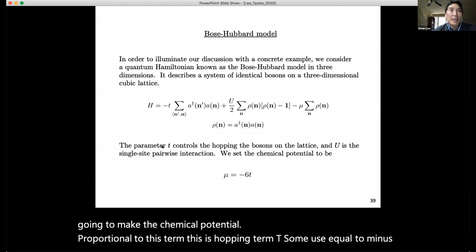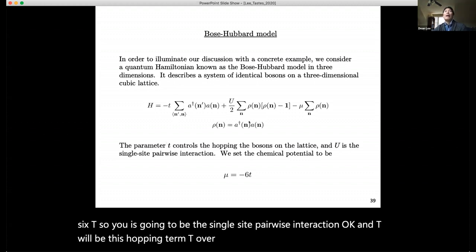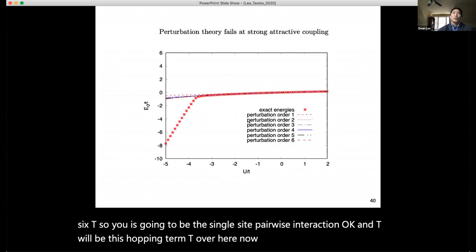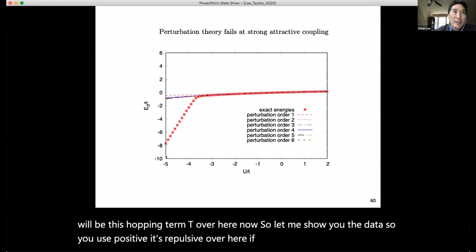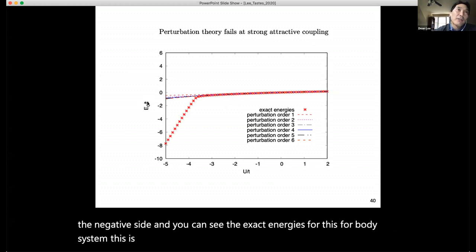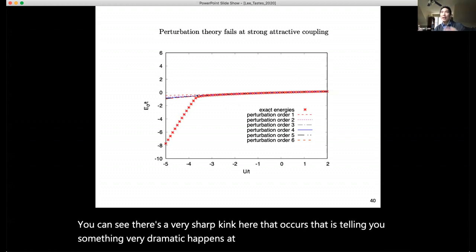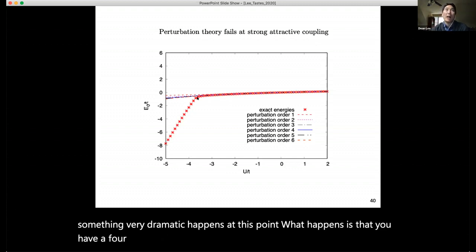So U is going to be the single site pairwise interaction, okay? And T will be this hopping term over here. Now, let me show you the data. If U is positive, it's repulsive over here. If U is attractive, it's over here on the negative side. And you can see the exact energies for this 4-body system. This is the ground state energy divided by T. You can see there's a very sharp kink here that is telling you something very dramatic happens at this point. What happens is that you have a 4-body bound state that essentially collapses.